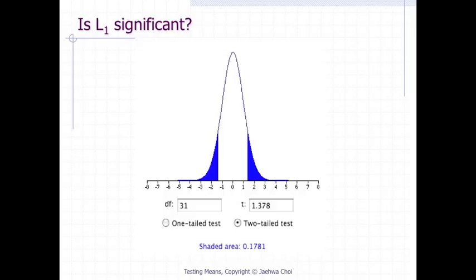The t-distribution calculator shows that the two-tailed probability is 0.178. Thus, we are unable to reject the null hypothesis, and we cannot make a confident conclusion that reading times are faster when there is a weapon word prime.